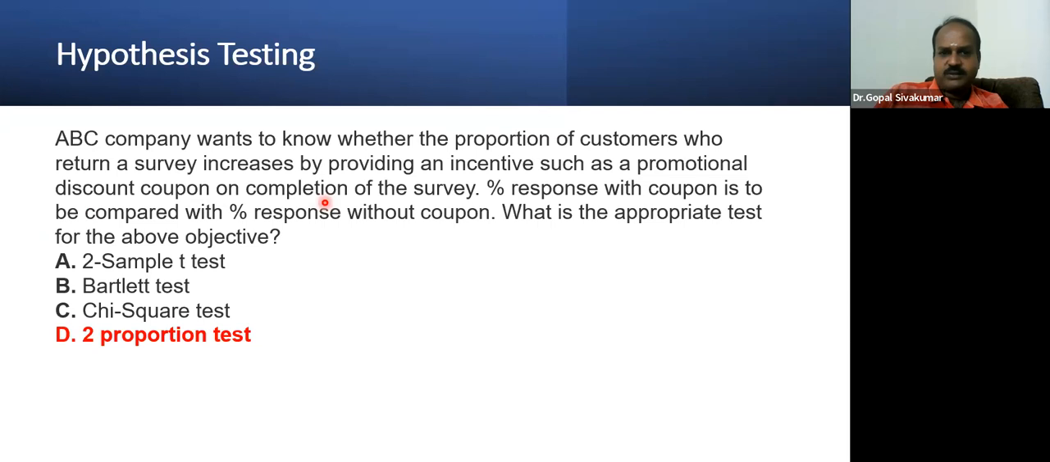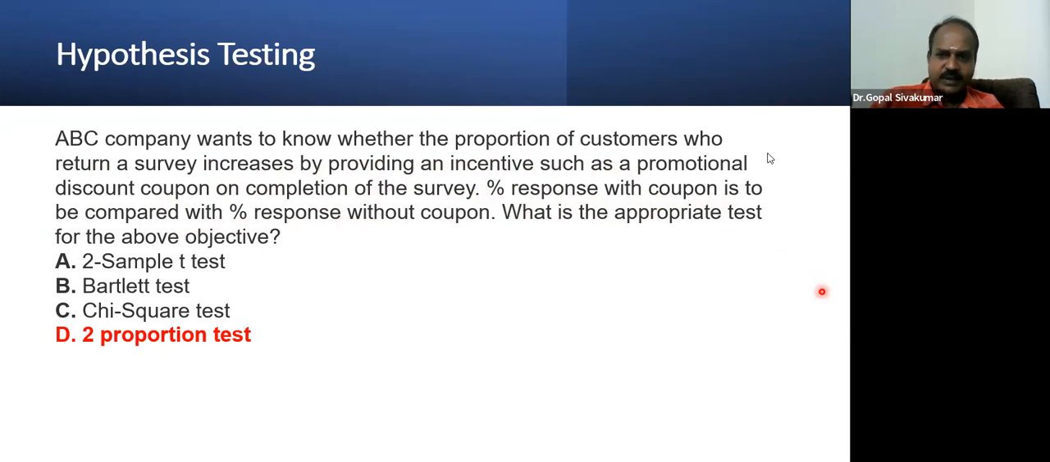ABC company wants to know whether the proportion of customers who return a survey increases by providing an incentive, such as a promotional discount coupon on completion of the survey. Percentage response with the coupon is to be compared with the percentage response without coupon. What is the appropriate test?